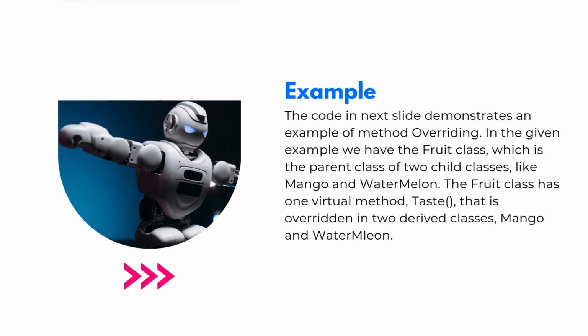Example of method overriding. The code in the next slide demonstrates an example of method overriding. In the given example we have the Fruit class, which is the parent class of two child classes, Mango and Watermelon. The Fruit class has one virtual method, Taste, that is overridden in two derived classes, Mango and Watermelon.